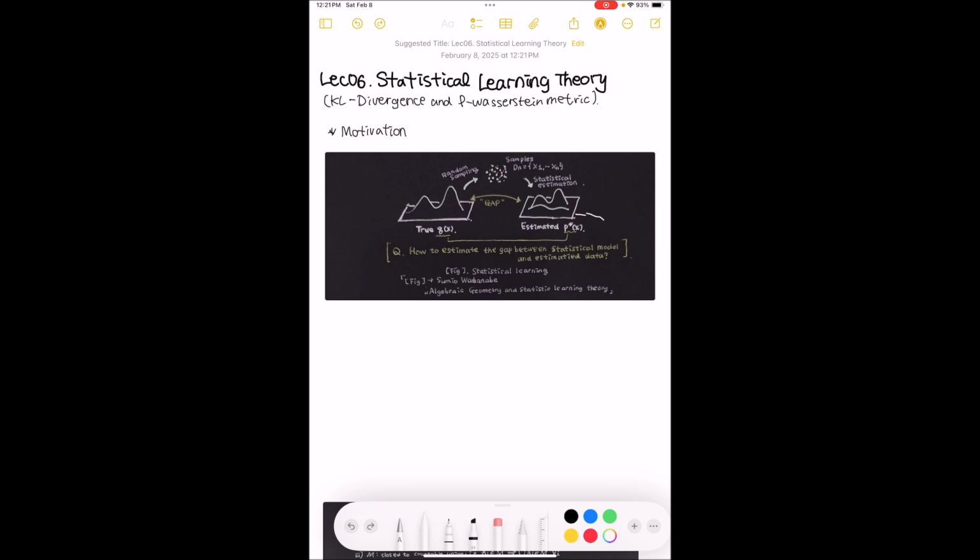Hello. In this topic, Lecture 6 is statistical learning theory. We will deal with statistical learning theory, mainly to estimate the distance between true data and estimated data. If true data Q(x) is given by sampling, we get the sample data. Based on this data, we can estimate the value.